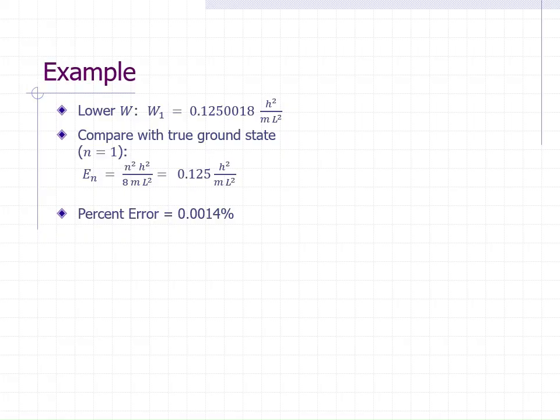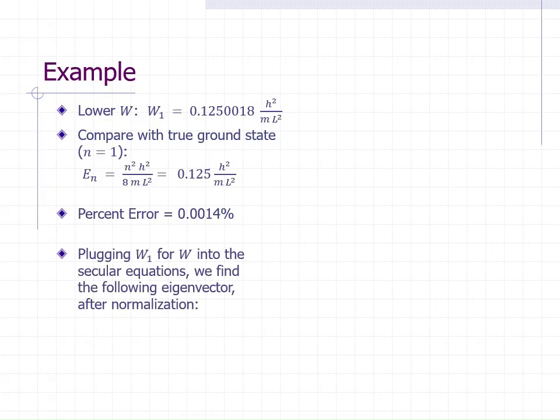Next, we substitute w sub 1 back into the secular equations to determine the eigenvector. After normalization, we obtain the coefficients c sub 1 and c sub 2 as shown here. These are the coefficients of f sub 1 and f sub 2 when the trial function is expressed as a linear combination of the two basis functions.